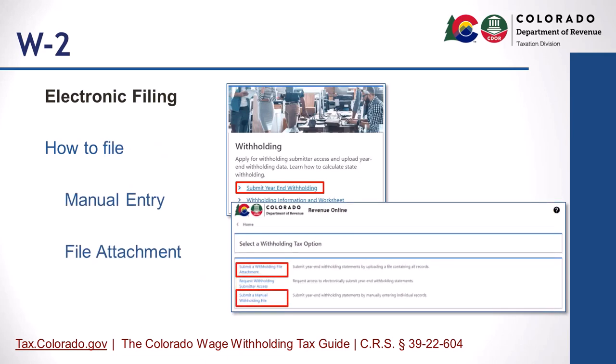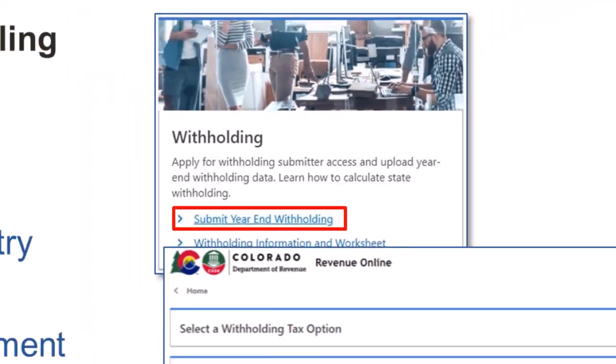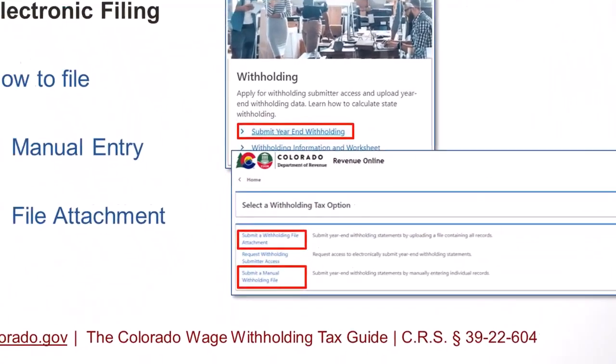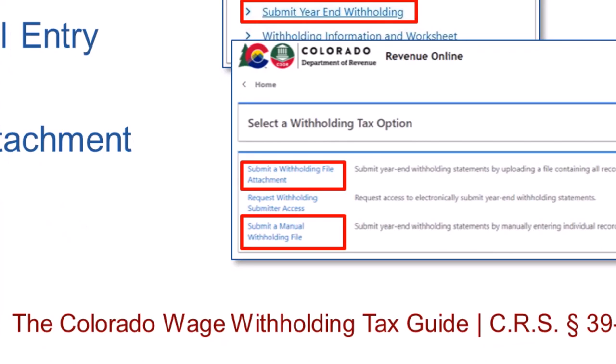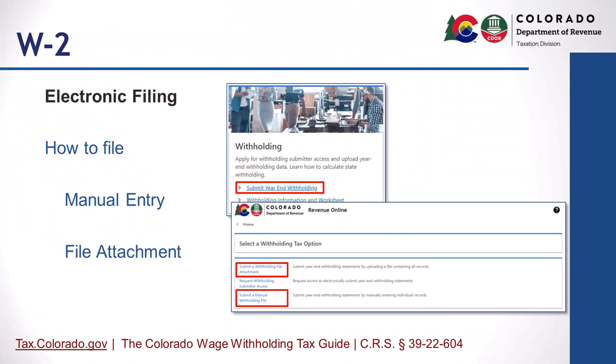After an employer successfully registers to submit their W-2s electronically, they will follow a similar path to file their W-2s. Starting at colorado.gov/revenueonline, click on the hyperlink Submit Year-End Withholding in the Withholding Information box. From here, the employer may choose to manually enter all W-2 information or to upload an electronic file in TXT format. Specifications for the electronic file are located in the Colorado Wage Withholding Tax Guide in Appendix A.